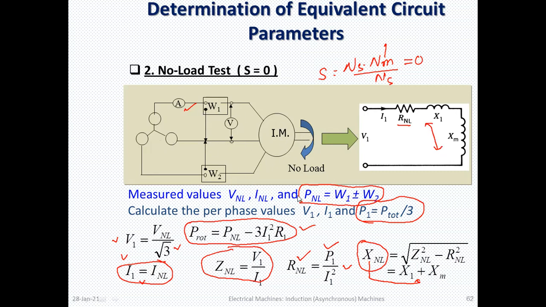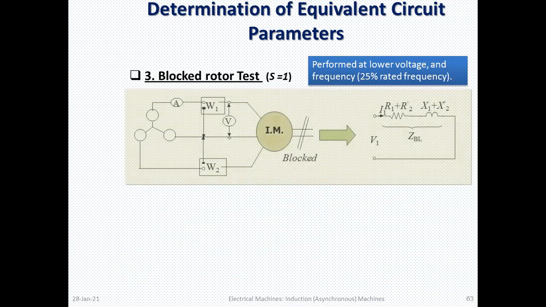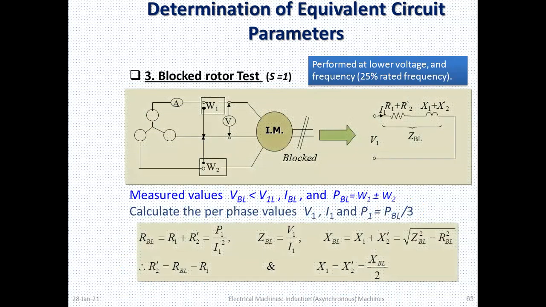So this test is conducted to find the no load values of RNL, X1, XM. I1 and V1 we have already seen by measuring the values of the voltmeter and ammeter. So these three parameters are calculated with the help of the no load test. Another important test is called the blocked rotor test. These two tests are very important to find the induction motor equivalent parameters.